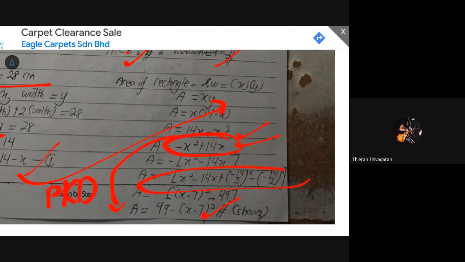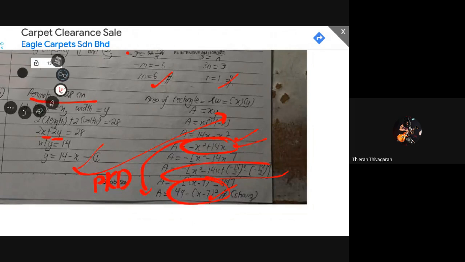And you can also realize jawapan tu dalam bentuk vertex. The answer is already in vertex form. So your mind should think you should use completing the square somewhere in your working. Kamu kena guna kaedah PKD mungkin bahagian satu-satu bahagian lah dalam jalan kira kamu. Okay guys, can you understand? Proving question? Boleh faham?